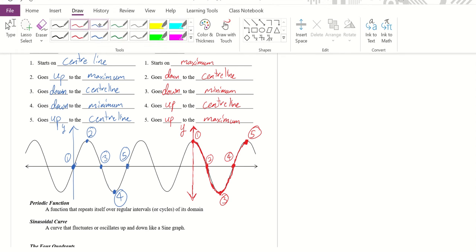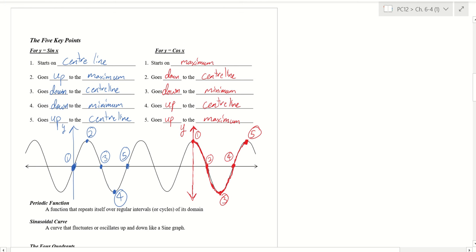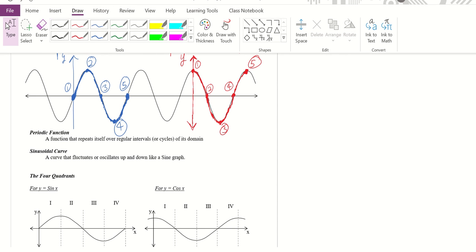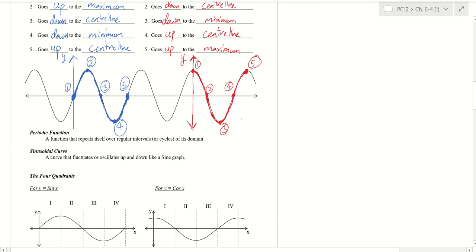And the behavior of sine, well, the first key point starts at the center line, and then we increase. We increase up until we hit the maximum, and then we change directions and decrease through the center line point until we hit the minimum, and then we start increasing after the minimum until we hit the center line point. And that would be one period of sine. So one period of sine has 5 key points, and one period of cosine has 5 key points. It's just that they start at different key points. Sine starts at the center line, cosine starts at the maximum value.